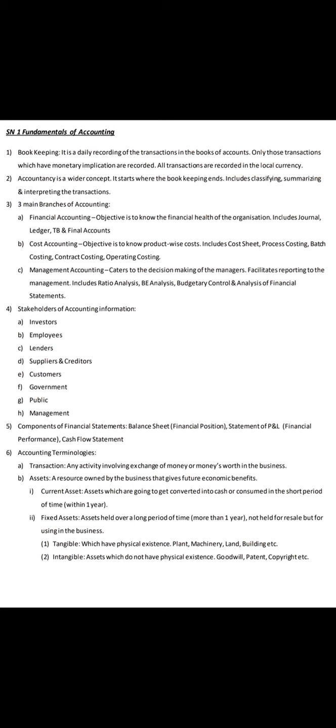Students, we know that there are three main branches of accounting: financial accounting, cost accounting, and management accounting. Financial accounting includes journal, ledger, trial balance, final accounts. I will try that each video will contain these parts as well. Another is cost accounting, which includes cost sheet, process costing, batch costing, contract costing, operating costing, etc.